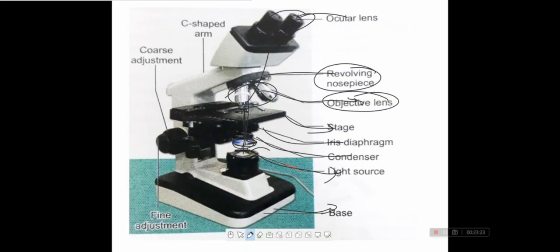Clear? This is the coarse adjustment. How do we adjust it? It adjusts the location of the sample. We want to move the sample by adjusting this. And this is the revolving nose piece. There are 4 types of objective lenses present in one microscope: 10x, 20x, 40x, like this. So according to your object or sample, we adjust the objective lens by revolving the nose piece. Clear diagram?